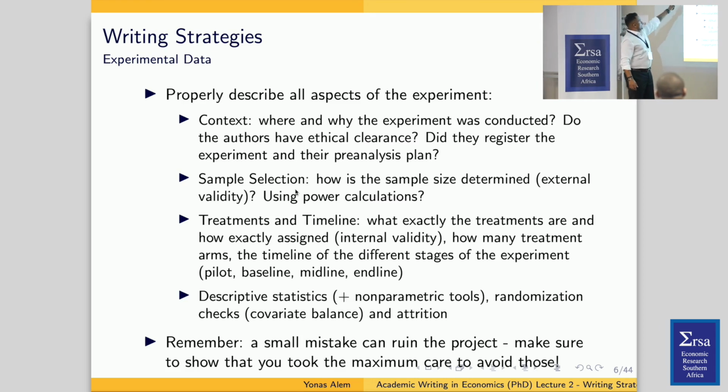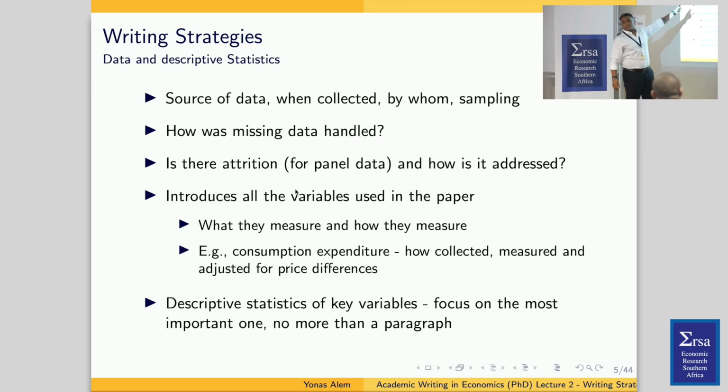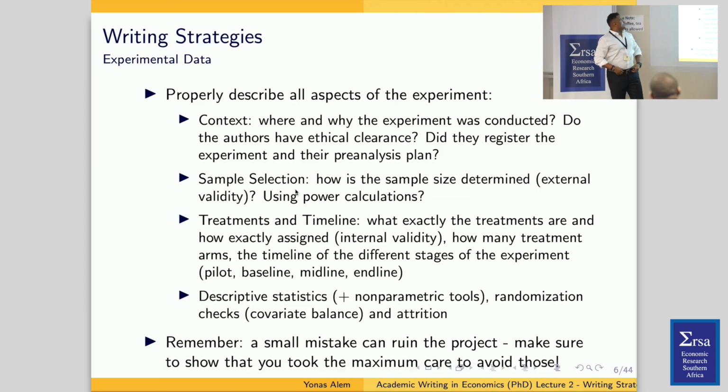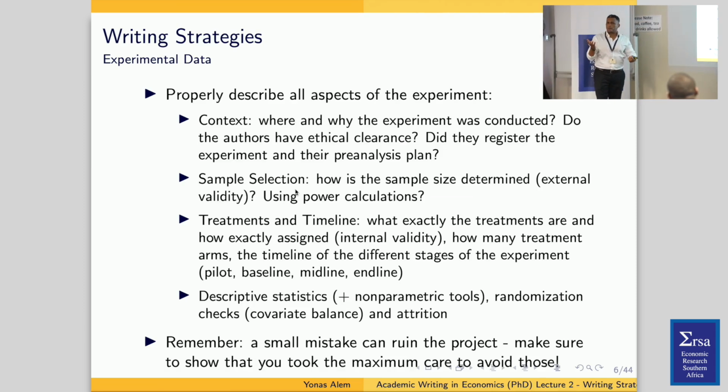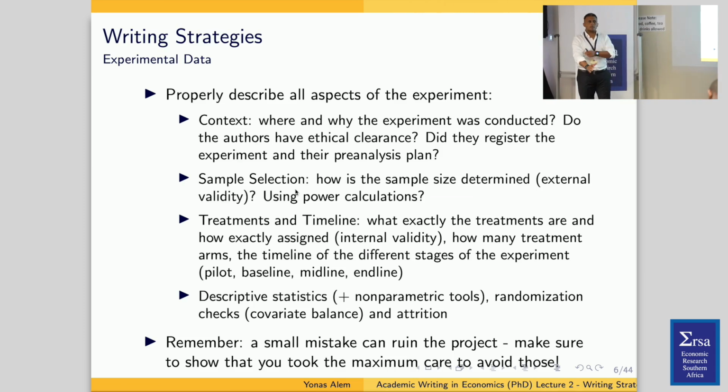So the previous discussion was if it is data from secondary sources. How about experimental data? So usually you also might do your own experiment. You know, these days randomized controlled trials are very common.